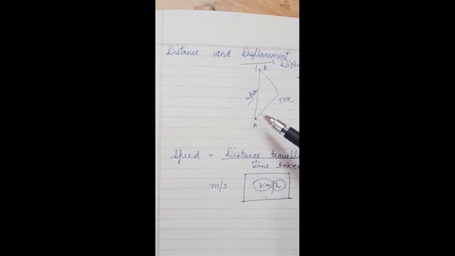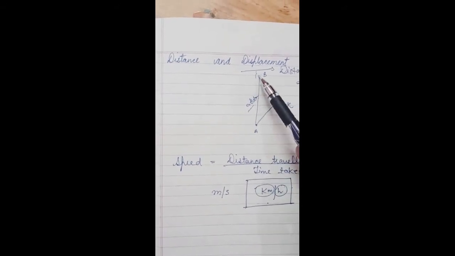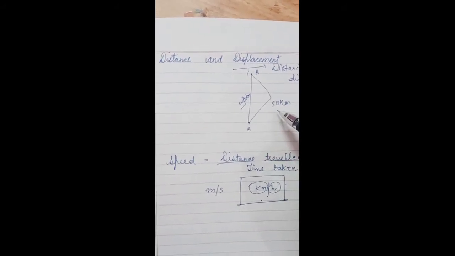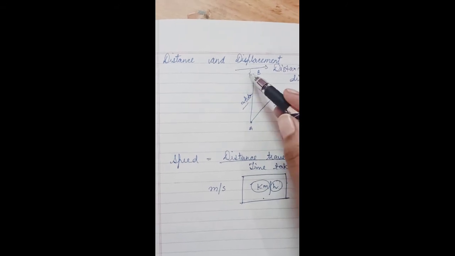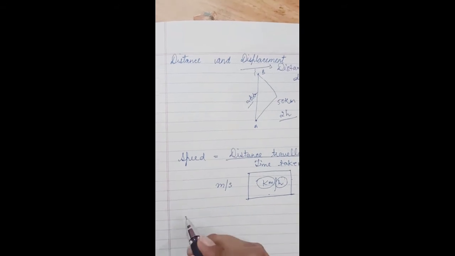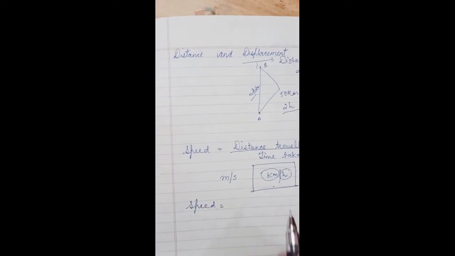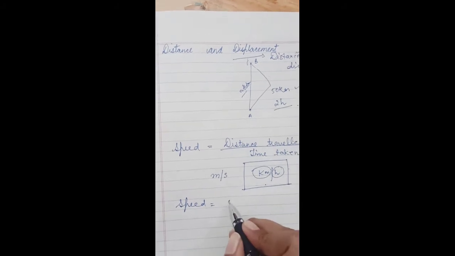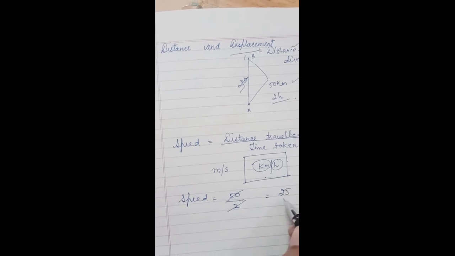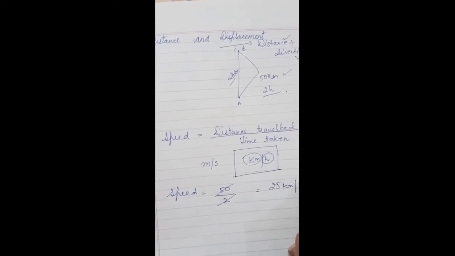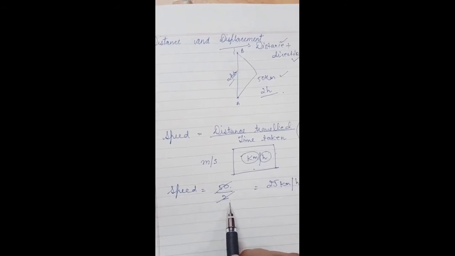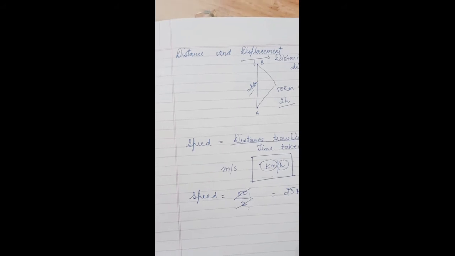Now suppose the distance covered by an object is 50 kilometers and the time taken by this object to move from this point to this point, suppose he has taken 2 hours. Then what would be the speed? Speed is the distance travelled. Here the distance travelled is 50 and time taken is 2 hours. So the speed of the man would be 25 kilometer per hour, because here the distance is given in kilometers and time is given in hours. So the speed is 25 kilometer per hour.